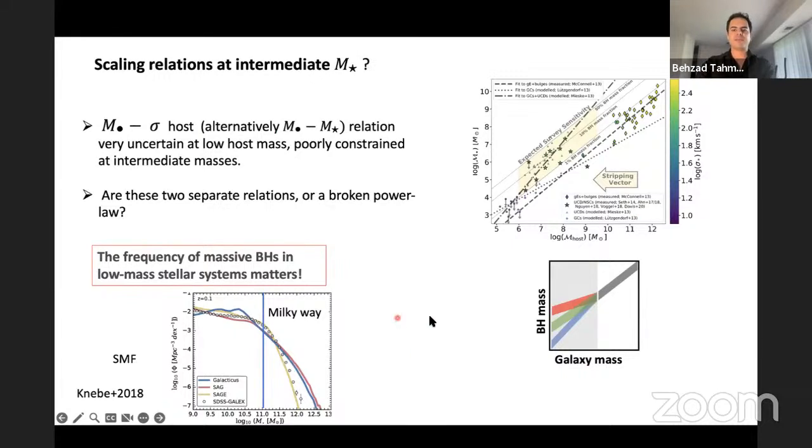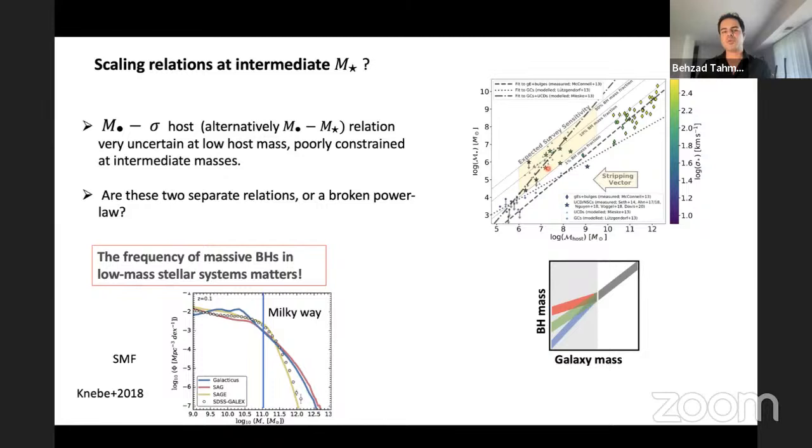Okay, so here this is the relation between the host mass and the black hole mass for different regions of the galaxy, from 10^5 to 10^12 solar masses. Only a few, maybe less than 10, black holes are robustly measured in low mass galaxies. They are the stars here that we call them. They are mainly compact ellipticals or UCDs.